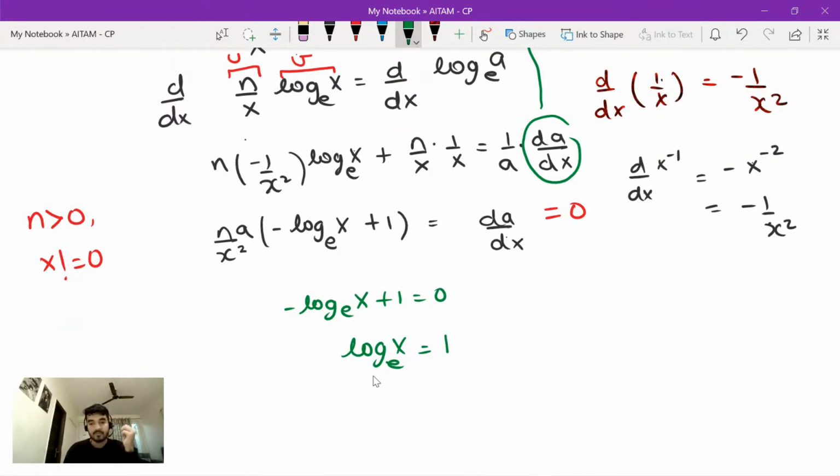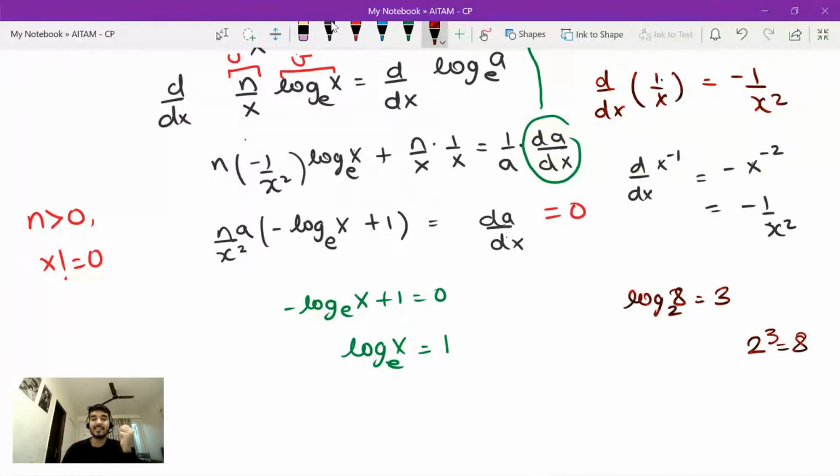Then what does it mean? Whenever I say log of 8 base 2 is equal to 3, it simply means that 2 to the power 3 is equal to 8. Cool.